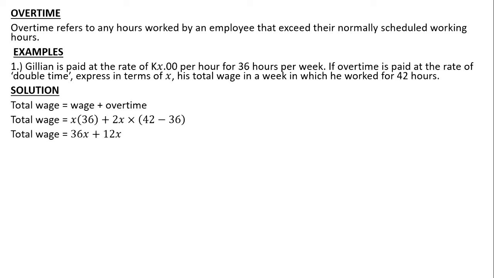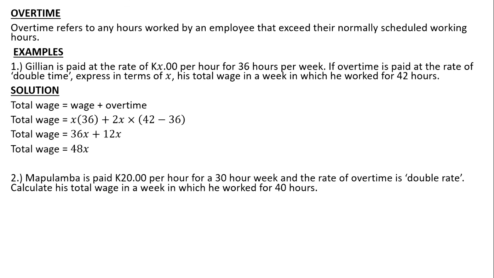Multiply X times 36, you get 36X. 2X times 6 will give us a 12X. 36X plus 12X is giving us 48X. Therefore, his total wage was 48X.